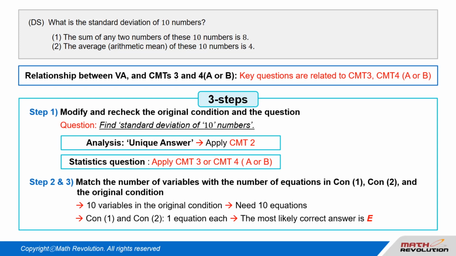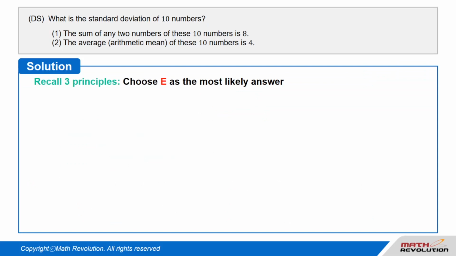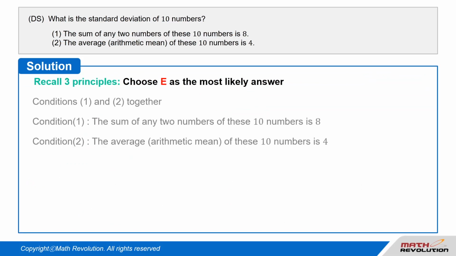From the original condition, we have 10 variables. To match the number of variables with the number of equations, we need 10 equations. Since conditions 1 and 2 will provide one equation each, E would most likely be the answer. Recall 3 principles. Choose E as the most likely answer.